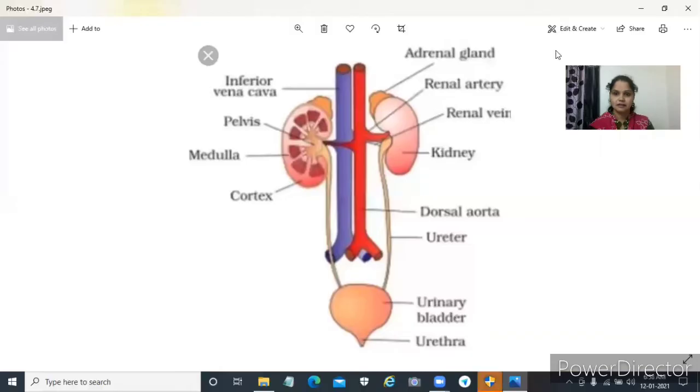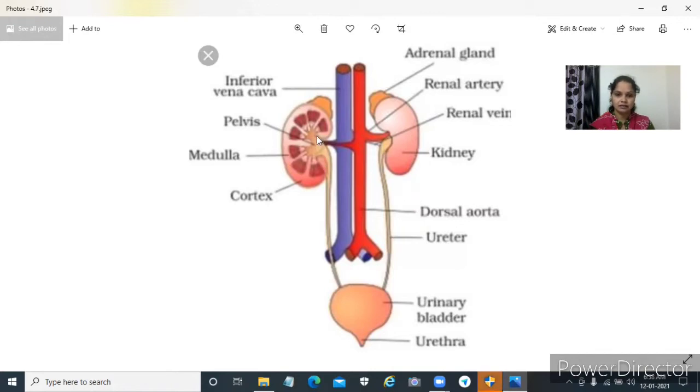Let's discuss the second point. That's the ureter. Look at the structure. They are 2 in number, a pair. They are muscular, long, tube-like structures. Their length is about 25 to 30 centimeters.